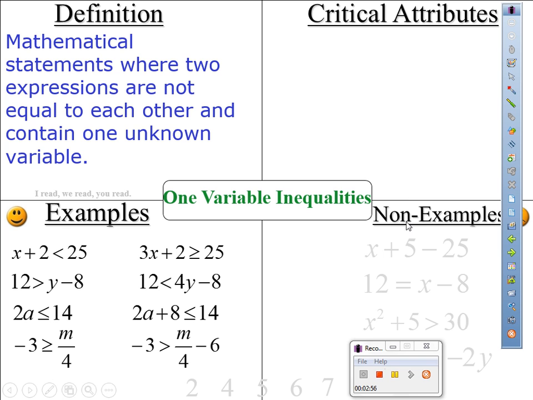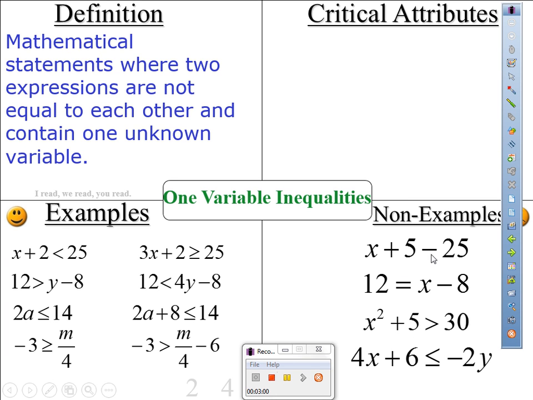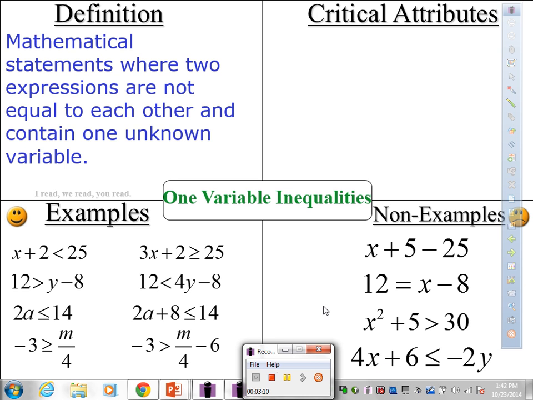Copy these down, please. For non-examples, we have x plus 5, 12 equals x minus 8, x squared plus 5 greater than 30, and 4x plus 6 less than or equal to negative 2y. Copy those, and as you're copying them, think about why these are not one variable inequalities. We just covered why they were according to the definition. Copy those, please.